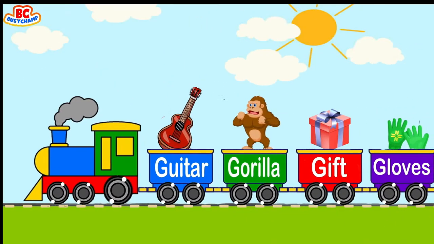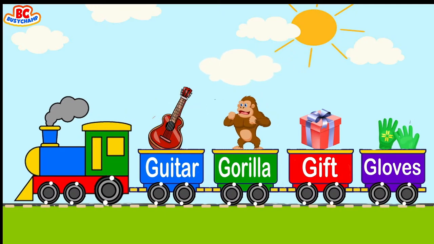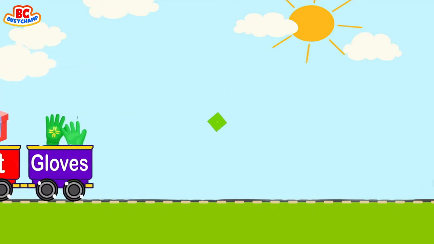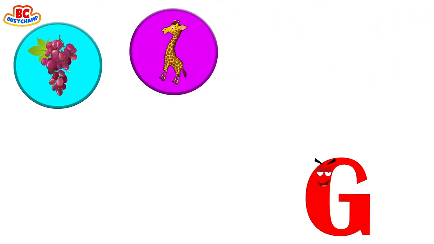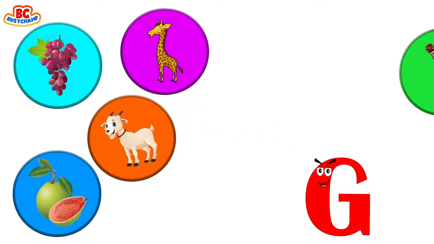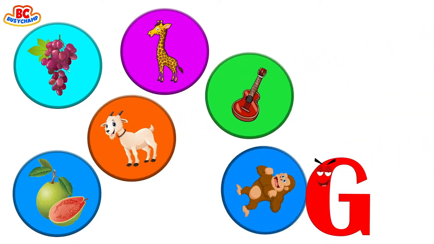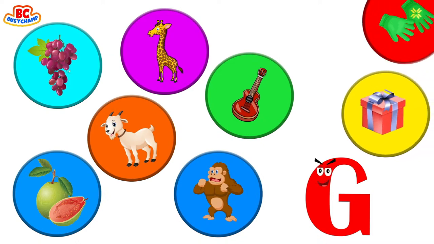Let's revise the words with the letter G. Guitar, gorilla, gift, gloves. G: grapes, giraffe, guava, goat, guitar, gorilla, gift, gloves.